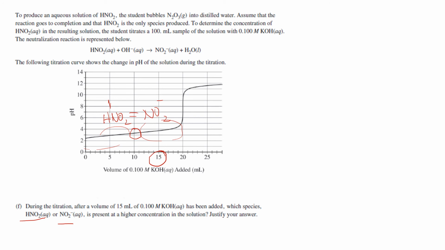So because it's above the midpoint, my conjugate base is going to be more present. It's going to be there at a higher volume. So my NO2- is going to have the greater concentration. And we could justify our answer using this titration curve up here and what we know about our midpoint region.